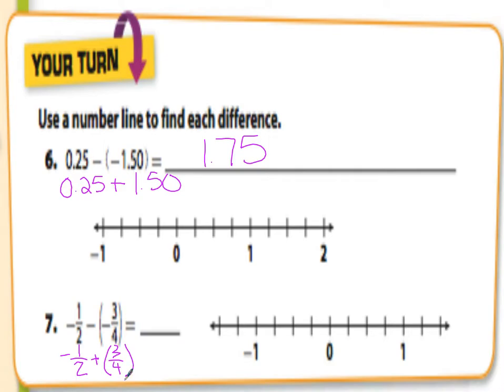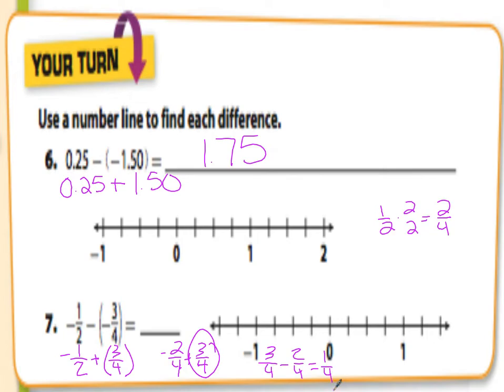To do that, I have to change my denominators, so I know 1/2 has to change to something over 4. I multiply by 2, and I multiply by 2, and I get 2/4. So in this case, it turns into negative 2/4 plus 3/4. Okay, they're different signs. 3/4 has the greater absolute value. All I actually do is 3/4 minus 2/4, and I get 1/4. So my answer in this case is a positive 1/4.